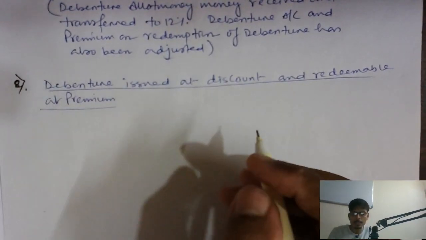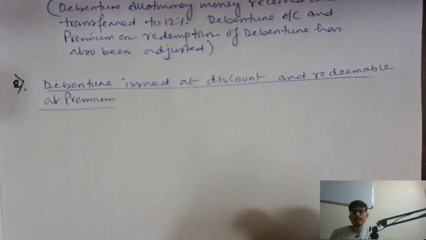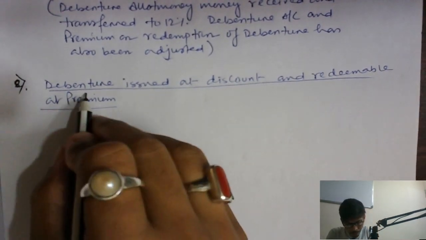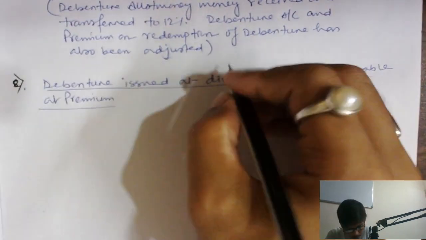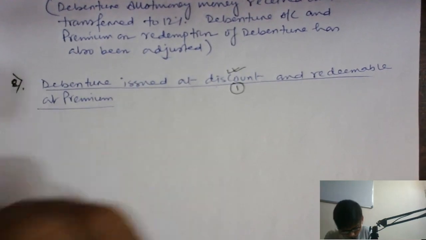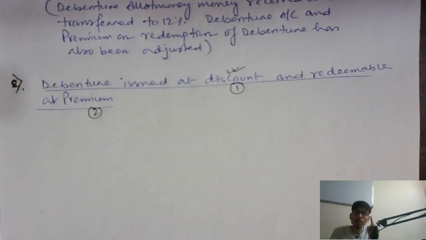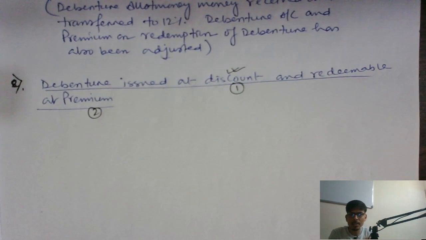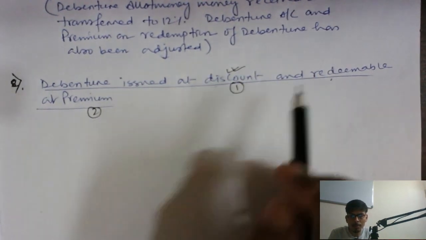See, in the given case, what we need to learn first: number one, your debenture issue है at discount में, that is point number 1, and redeemable at premium also, point number 2. See, in both the cases, the company is incurring extra cost. It means the company is incurring losses. When you issue a debenture at discount, you are bearing losses. When you redeem them at a premium, also there is a loss.